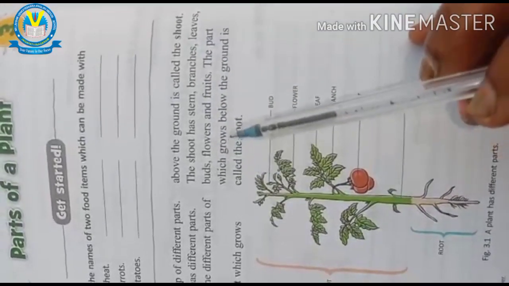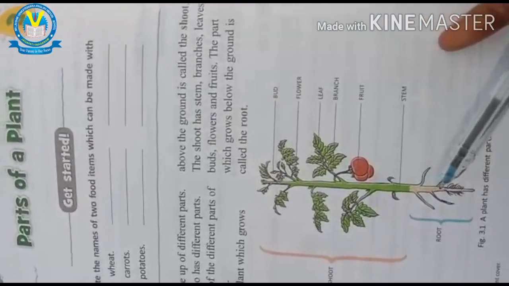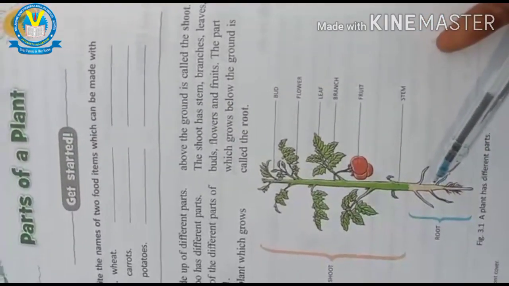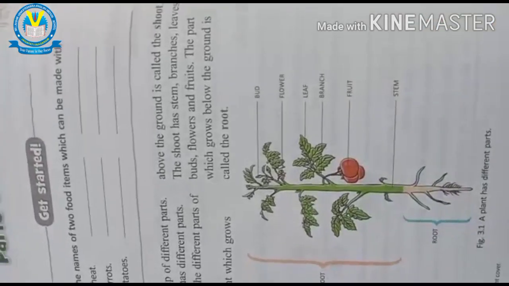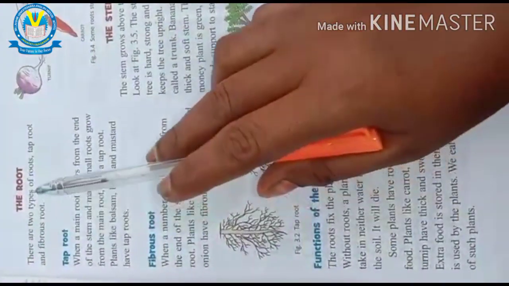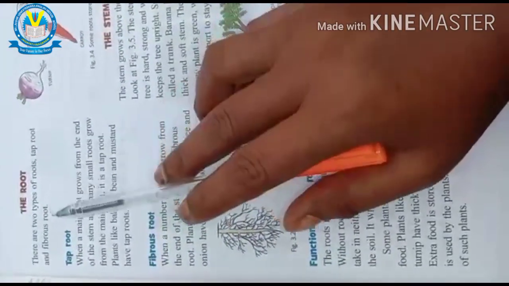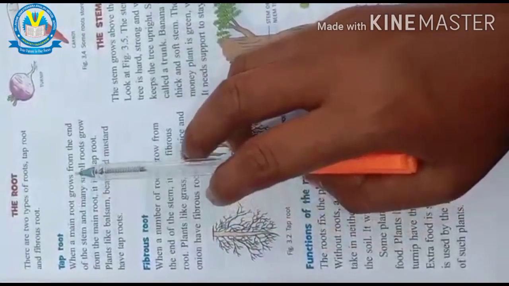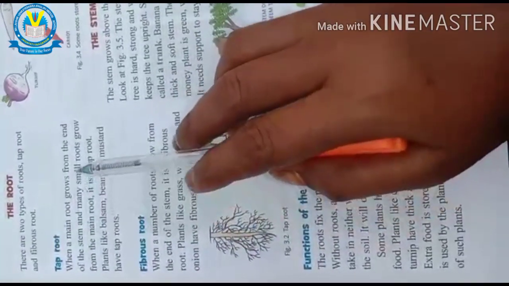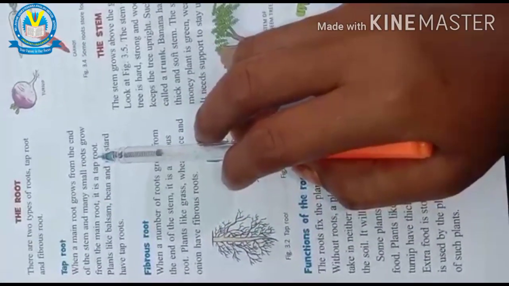The part which grows below the ground is called the root. That means the part below the ground is called root and above the ground is called a shoot. Okay now children. So first we can know about the root. There are two types of roots, tap root and fibrous root. Tap root. When a main root grows from the end of the stem and many small roots grow from the main root, it is a tap root.